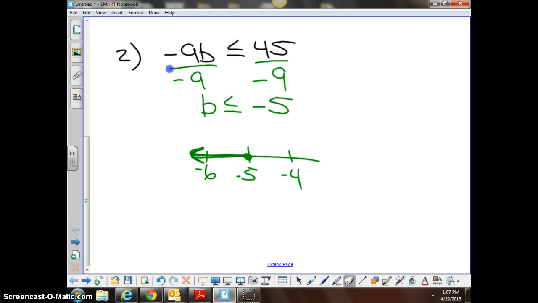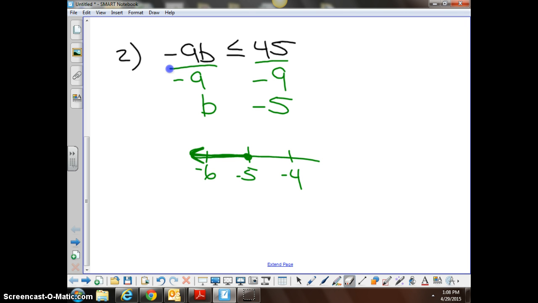Negative 5. Okay, so if we're finding the opposite of 5 for 45 divided by negative 9, what do you think we need to do with our inequality? Pranav? Find its opposite. So we have to flip it, right? What is the opposite of b is less than or equal to negative 5? B is greater than or equal to negative 5. Because we're dividing by a negative here, my friends, and Annabelle, we are finding the opposite of everything. Therefore, we need to flip our inequality.